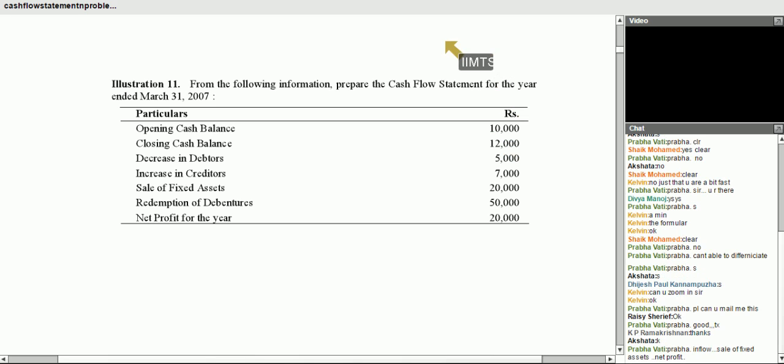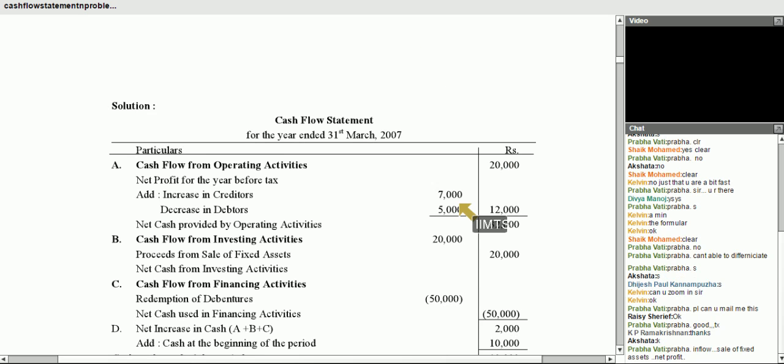and we have to, let's see the solution. Now see, this is how we will prepare the cash flow statement. This is the solution.